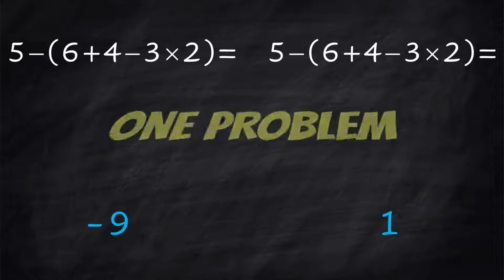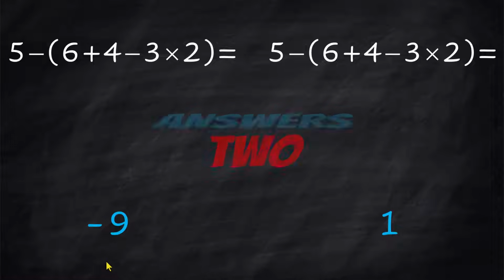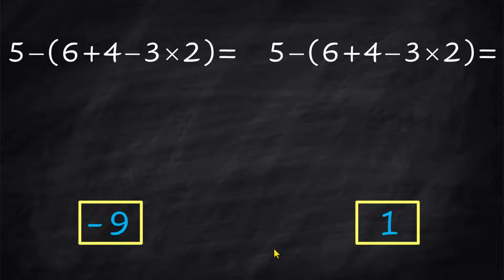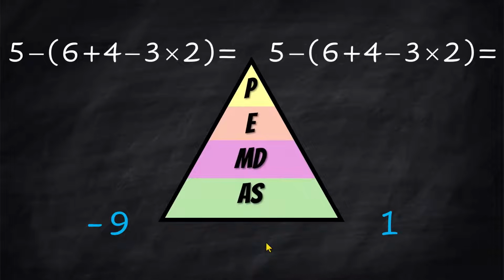Two people did the same problem and got two different answers, -9 and 1. So who's correct? It'll be whoever followed the order of operations. PEMDAS. What does that mean?